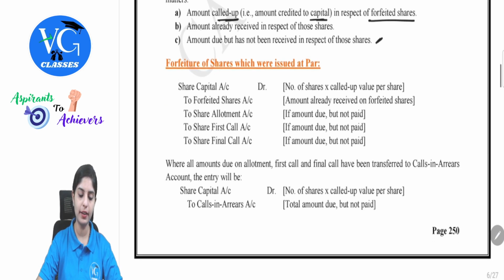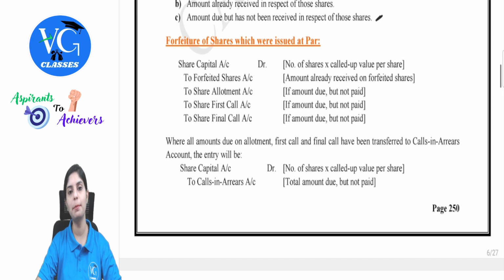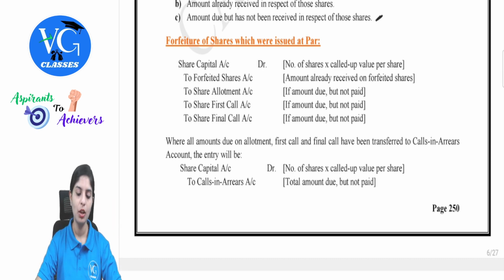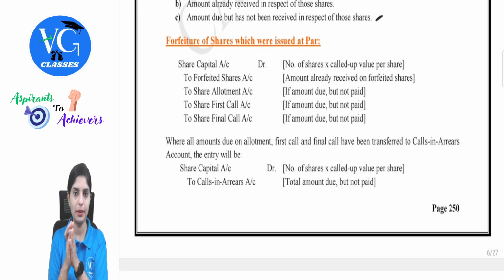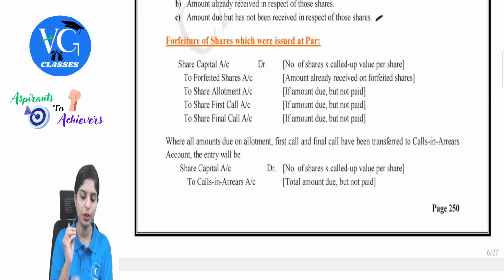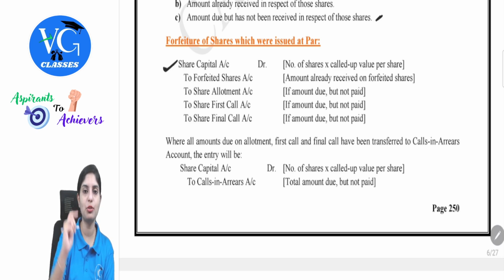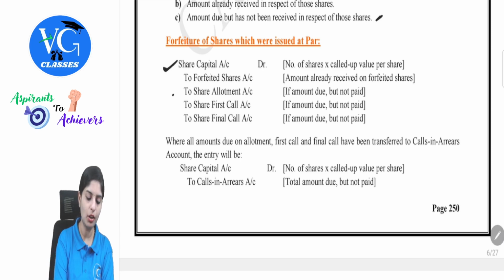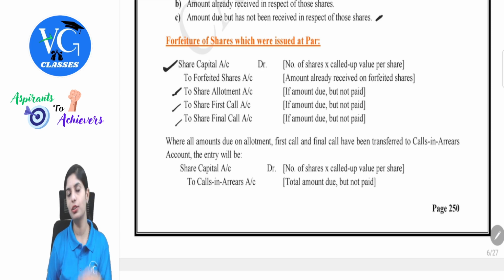So what is the accounting entry? Forfeiture of shares which were issued at par. Issued at par means what was the initial time of issue? This was issued at face value. So you're cancelling the shares. Understand it logically. When you're cancelling the shares, whatever amount was taken to share capital will no longer be relevant. So therefore, the entry will be share capital account debit. So you're reversing with respect to this. Second, with respect to what installment you're cancelling, it could be allotment or first call or final call. So that will be credited. Understand this systematically.